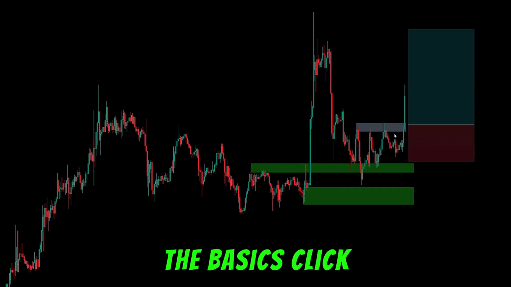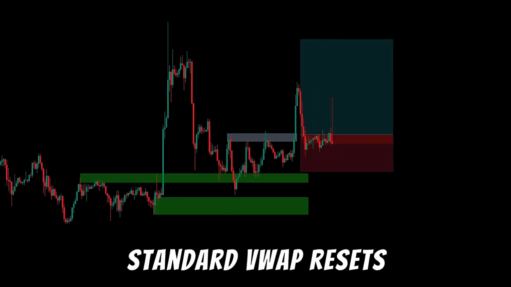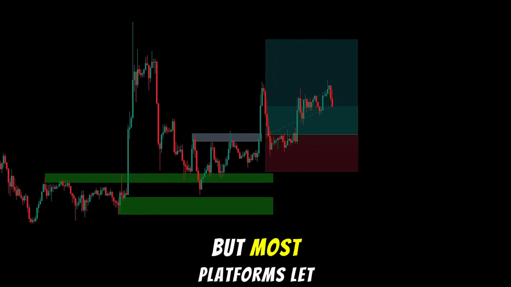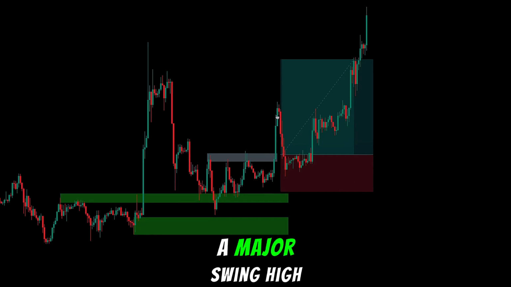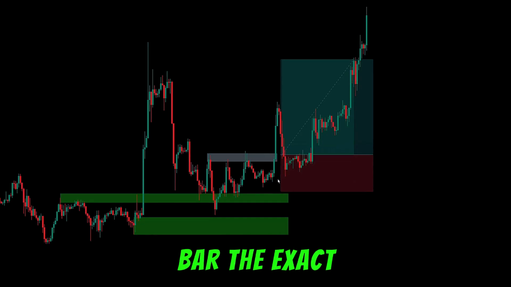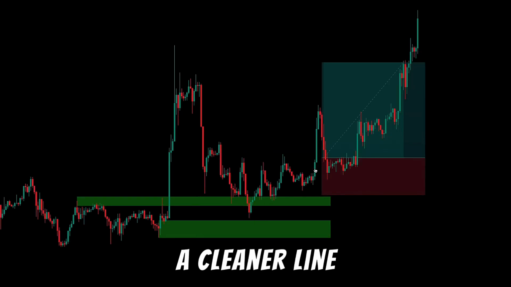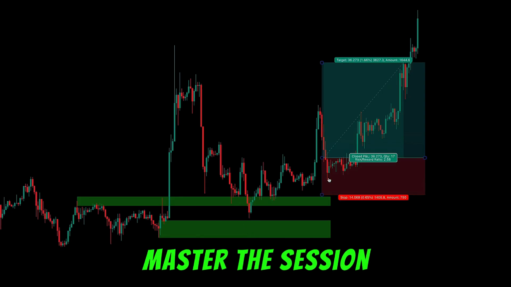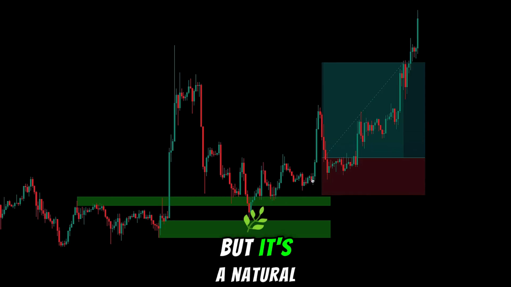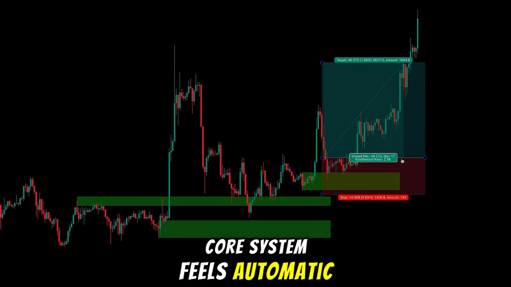Once the basics click, here's a small upgrade. Anchored VWAP. Standard VWAP resets with the session, but most platforms let you drop an anchored VWAP from a specific candle, a major swing high, a big news bar, the exact session open you care about. Anchoring it to the moment that actually mattered often gives you a cleaner line for that particular move. Don't reach for this on day one. Master the session VWAP first, but it's a natural next step once the core system feels automatic.